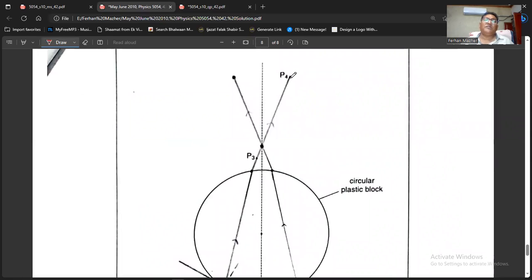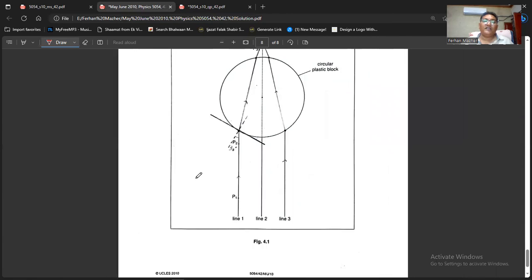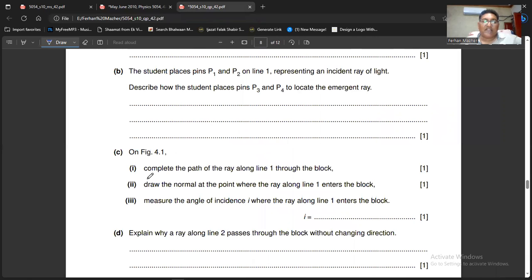So first of all, join pin 4 and pin 3 up to this glass, and this is the incident ray. Where the incident ray touched the glass and where this emergent ray touched the glass, join them with each other. And this is the path of the ray inside the glass block for the line 1.